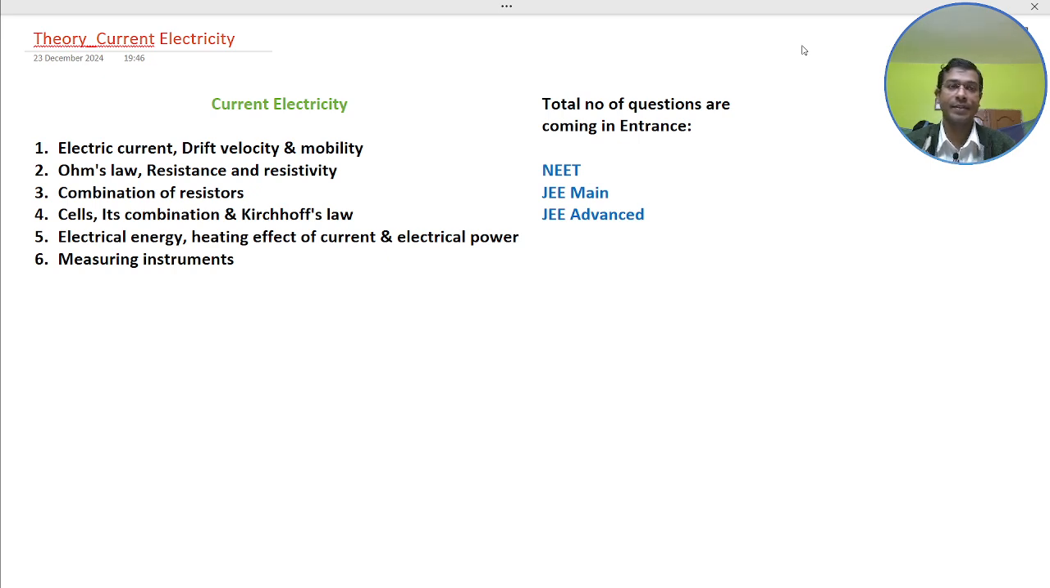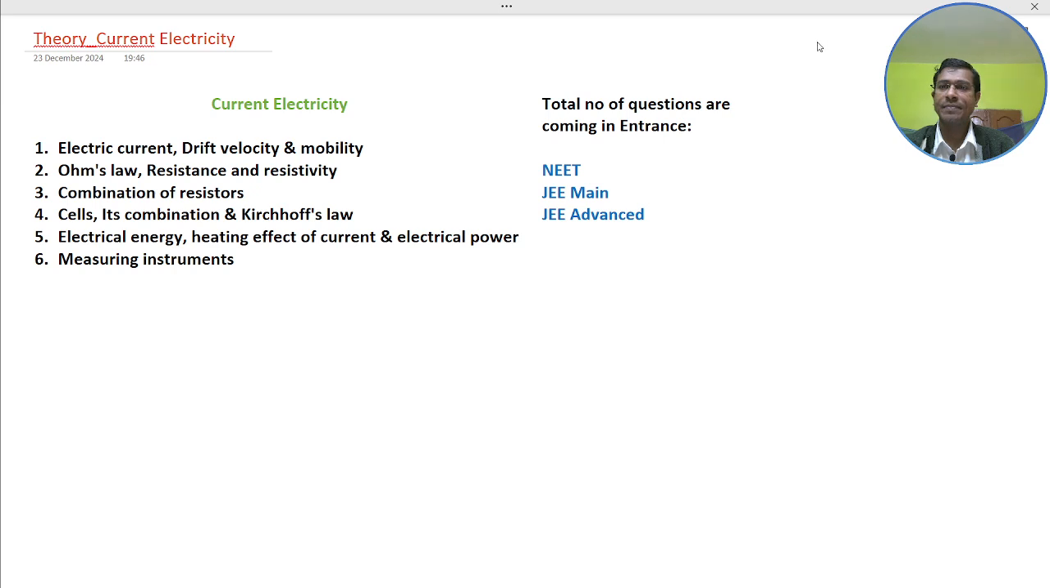So let's get started. Today, first is the electric current, drift velocity and mobility. Second is Ohm's law, resistance and resistivity, combination of resistors, cells and their combination, and Kirchhoff's law. Then the electrical energy, heating effect of current and electrical power. Last one is measuring instruments.